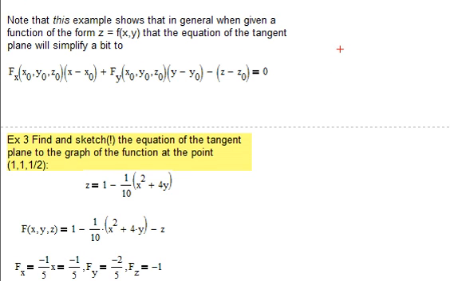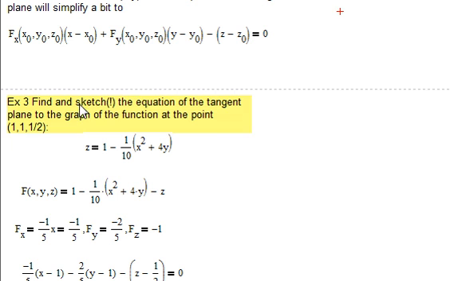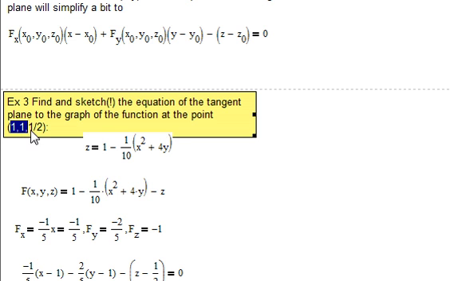So let's do maybe a nice easy one here and sketch. And sketch is something I could hardly ever do in person, but I can make the software show a pretty plausible sketch. So find and sketch the equation of the tangent plane to the graph of the function at the point. Okay, here's our function, z equals f of x, y. It's 1 minus a 10th x squared plus 4y. One way it looks like it'll be parabolas, the other way it looks like it'll be a straight line. So interesting. And the point is given as 1, 1, 1/2. X is 1, y is 1, z is a half.